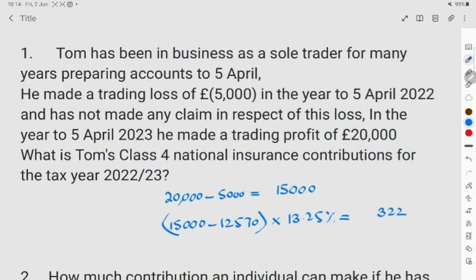So the important point in this question is that you have to net off the loss of the previous year from the current year profit. So this is the point you need to remember: if in the previous year you have been given a loss and that loss has not been claimed, in that case your current year profit will be reduced by that loss, and on the remaining amount you have to calculate the NIC contribution.